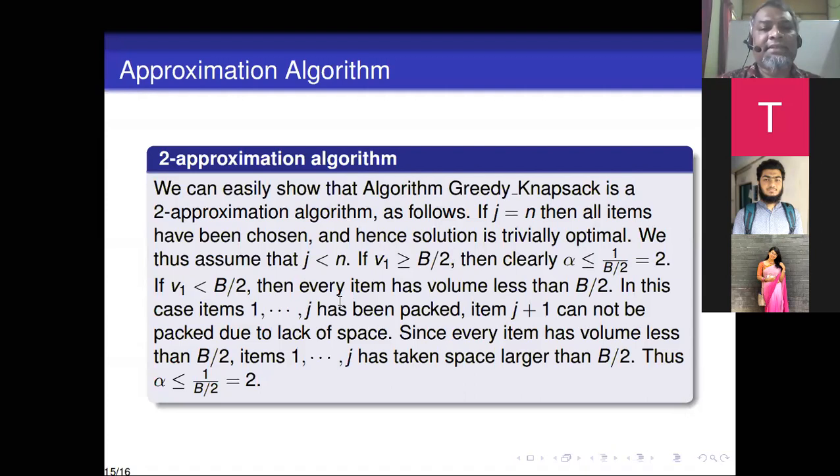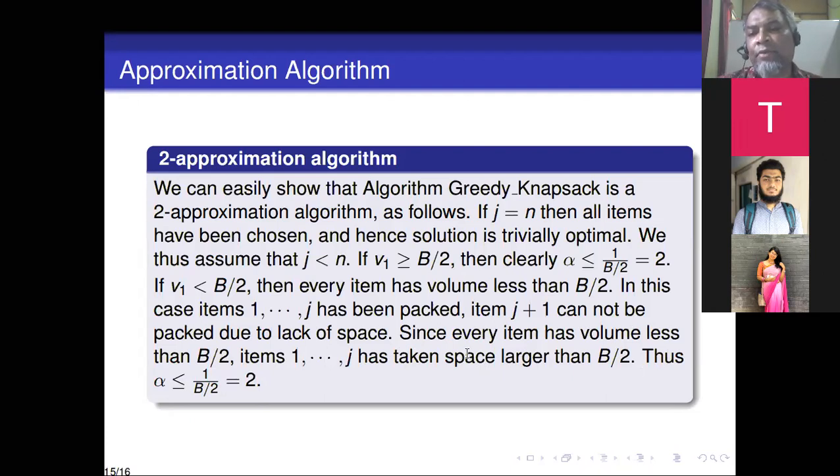In this case, items 1 to j have been packed, and item j plus 1 cannot be packed due to lack of space. Since every item has volume less than b by 2, the items 1 to j have taken space larger than b by 2. Thus, the approximation ratio alpha is less than or equal to 2. Is it clear, the last part?